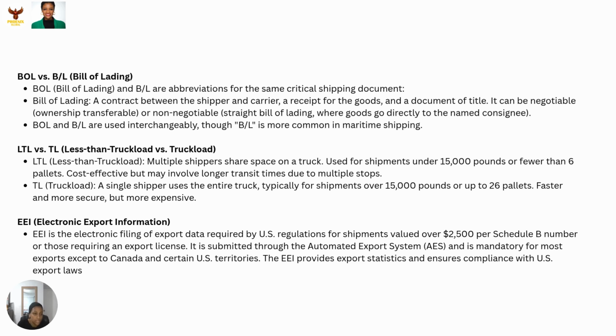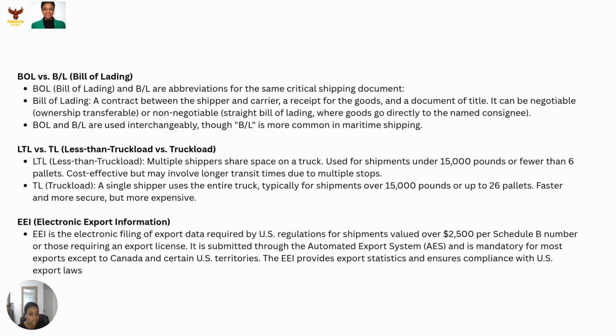BOL versus BL, bill of lading. Bill of lading, or BL as abbreviated, are the same critical shipping document. A bill of lading is a contract between the shipper and a carrier, a receipt for the goods, and a document of title. It can be negotiable, where ownership is transferable, or a non-negotiable straight bill of lading, where goods go directly to the named consignee. BOL and BL are used interchangeably, though BL is more common in maritime shipping.